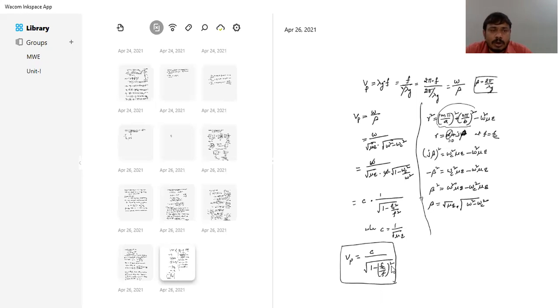Lambda minus lambda c whole square. Okay, we can express that. Here two things you have to remember. One is the beta value. This beta is equal to root mu epsilon root omega square minus omega c square, and any equation we express in terms of this.